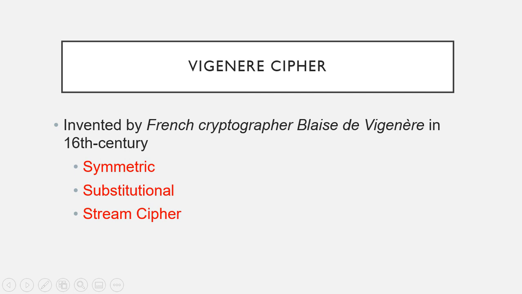cipher. By symmetric we mean that the same key is used to encrypt the data and the same key is used to decrypt the data. Such kinds of ciphers or encryption algorithms are also referred to as private key encryption algorithms. Second, it's a substitutional cipher.